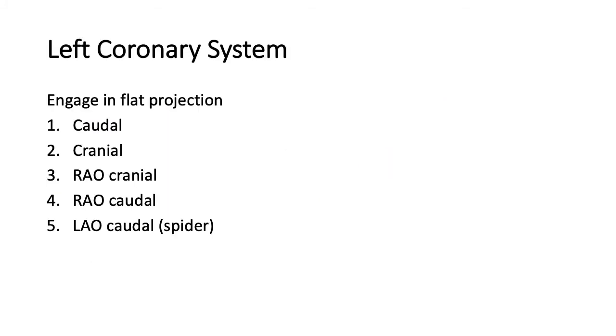At the Yale Cath Lab, we follow this convention. We engage the left coronary system first, engaging the left main in a flat projection. We then follow this order: caudal, cranial, RAO cranial, RAO caudal, and LAO caudal. Sometimes we also obtain an LAO cranial view, depending on the situation.